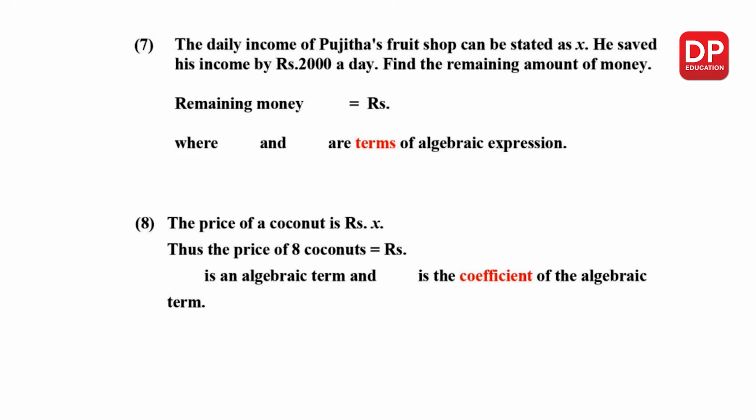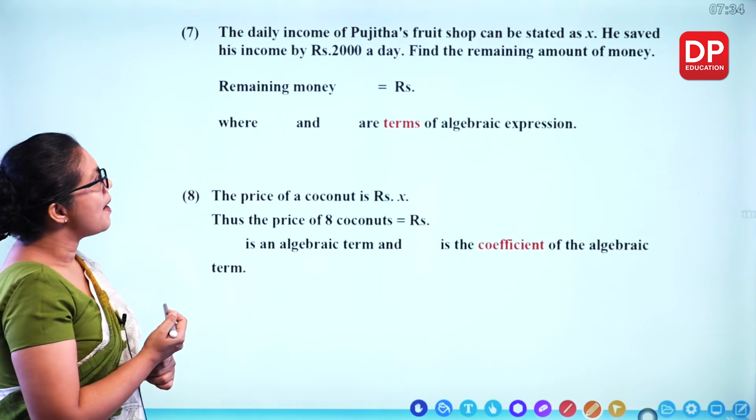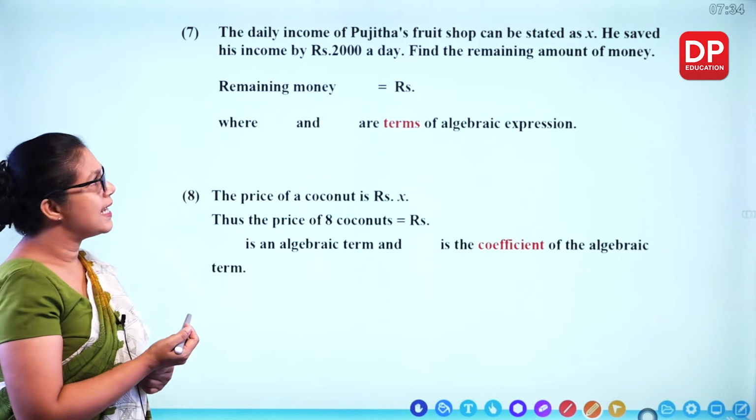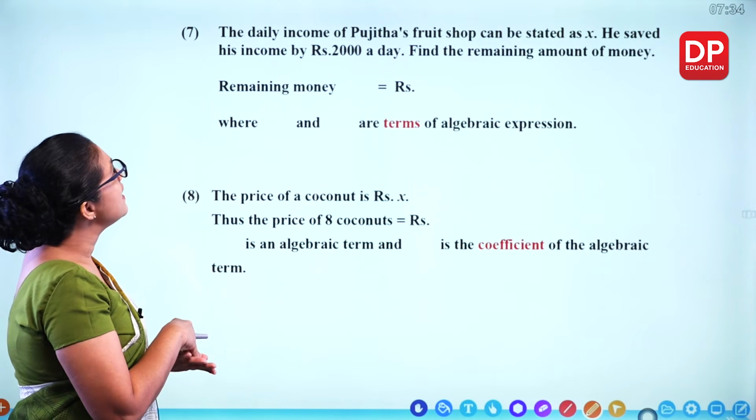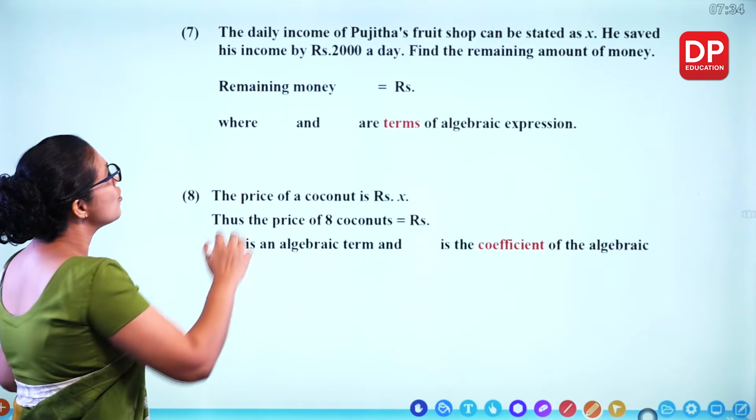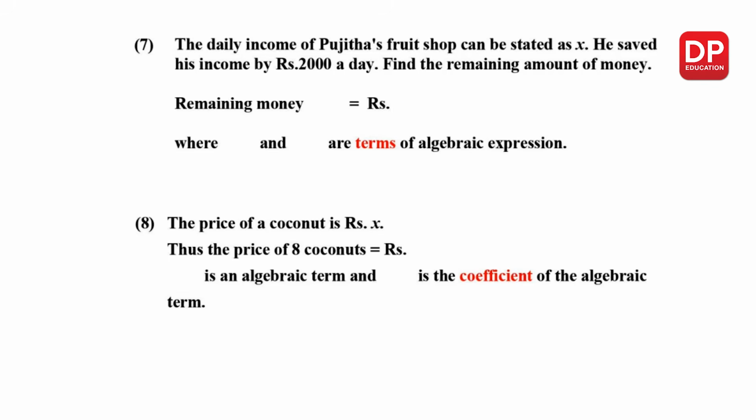Look at this one. The daily income of Pujita's fruit shop can be stated as x. So what is x there? Daily income. He saves 2000 rupees a day. Find the remaining amount of money. What's the total income? x. He is saving 2000 rupees each day. So what's the remaining amount? You can write it in terms of x. x is the total value, the daily income, subtract 2000. So the remaining amount is x minus 2000.